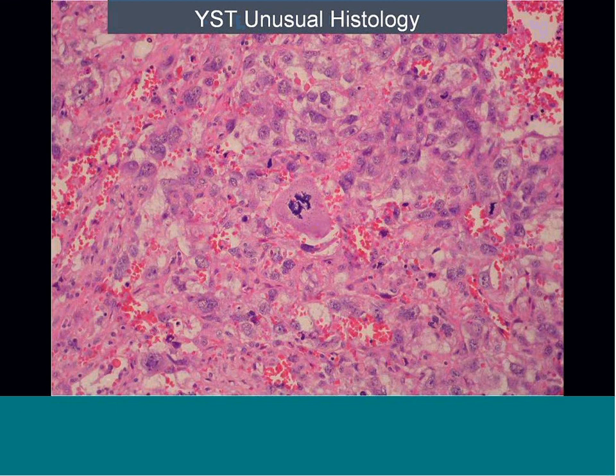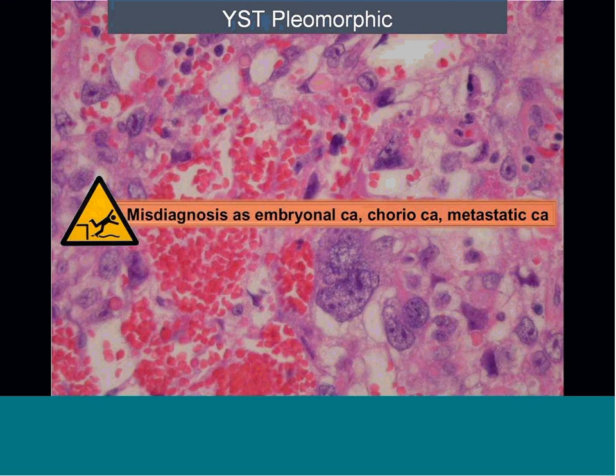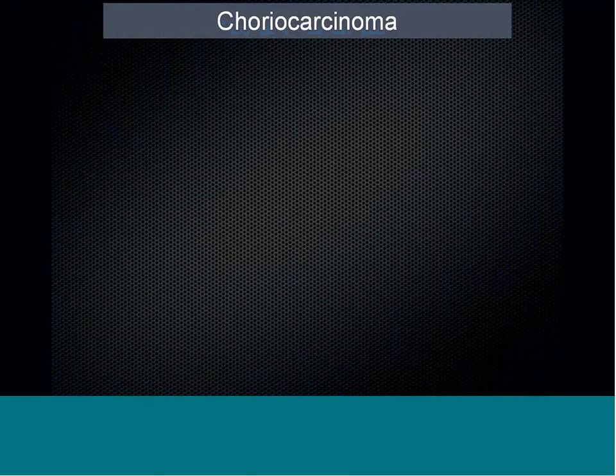And again, I would like to stress some unusual appearances in Yolk Sac tumor, which can be very pleomorphic, where you see quite ugly-appearing pleomorphic multinucleated cells, which could be misdiagnosed as embryonal carcinoma, choriocarcinoma, or even metastatic carcinoma.